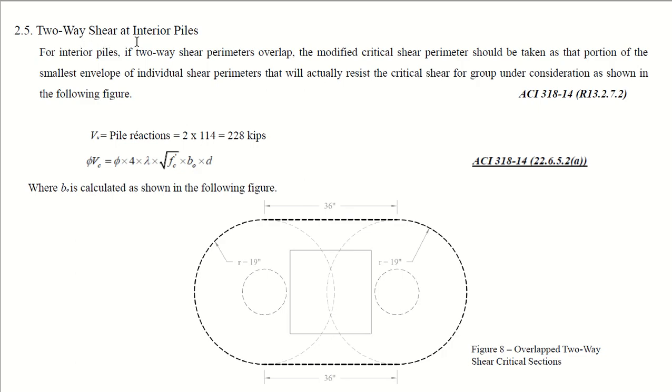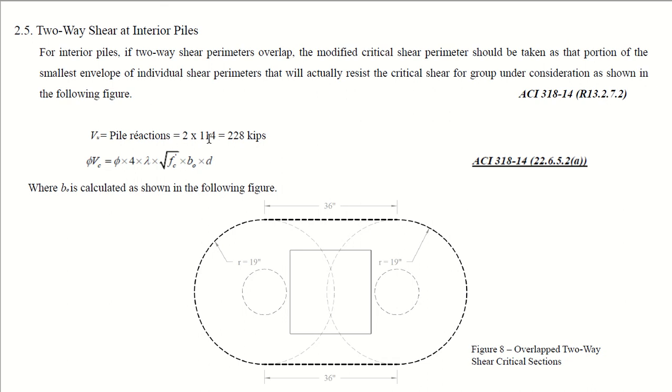And two-way shear at interior piles. For interior piles, if two-way shear parameters overlap, the modified critical shear parameter should be taken as that proportion of the smallest envelope of individual shear parameter that will actually resist the critical shear for the group under consideration, as shown in the following figure. It's as per ACI section this.